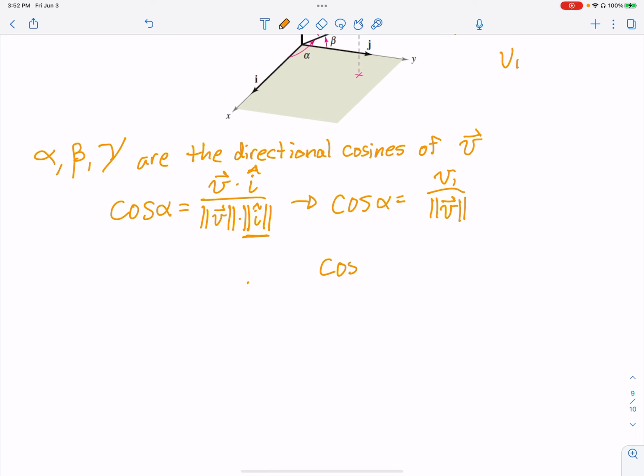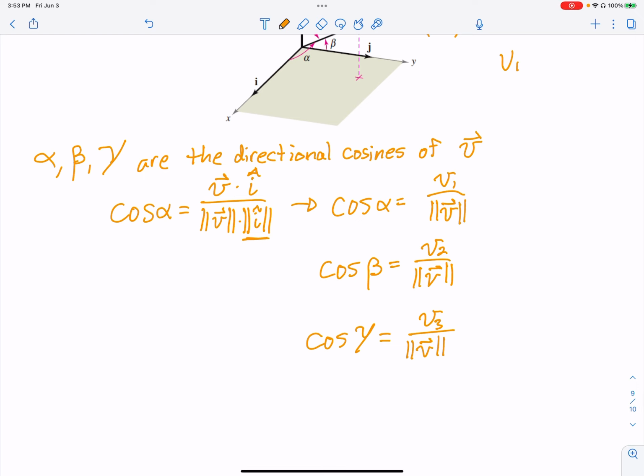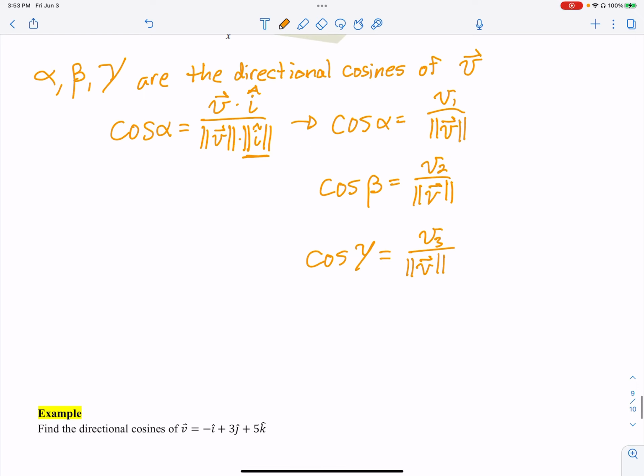You can probably take a guess. I would pause it, maybe see if you can do it. Cosine of beta is equal to v2, the second component, over the magnitude of v. And cosine of gamma is equal to v3 over the magnitude of v. These are called the directional cosines. You can use these formulas to find alpha, beta, and gamma. We rarely use these, but they're here so you know they exist, in case something in your field brings these up that I'm unaware of. That could totally happen.